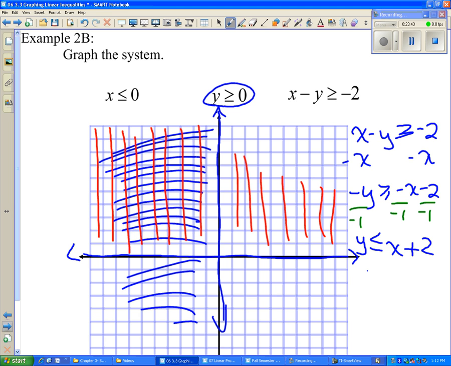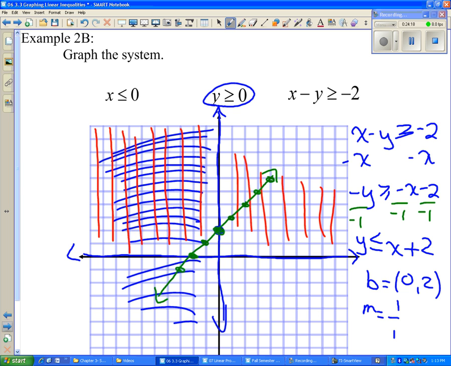X plus 2 gives me a b of 0, 2, and a slope of 1 over 1. So 0, 2 starts here. Let's use a different color. Let's use green. And it goes up 1, right 1, up 1, right 1, or down 1, left 1, down 1, left 1. And I'm going to get this green line. It is a solid line since it is equal.